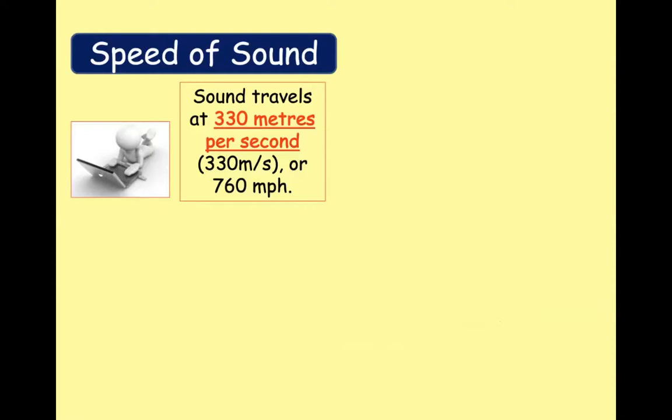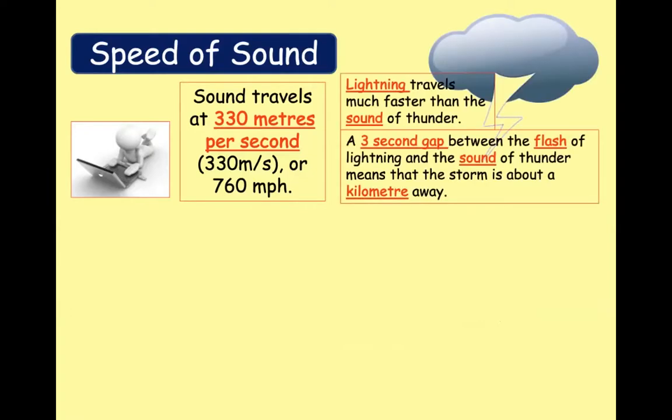As mentioned earlier, sound travels at a speed of 330 meters per second. Lightning travels much faster than the sound of thunder. So a 3-second gap between the flash of lightning and the sound of thunder means that the storm is about a kilometer away.